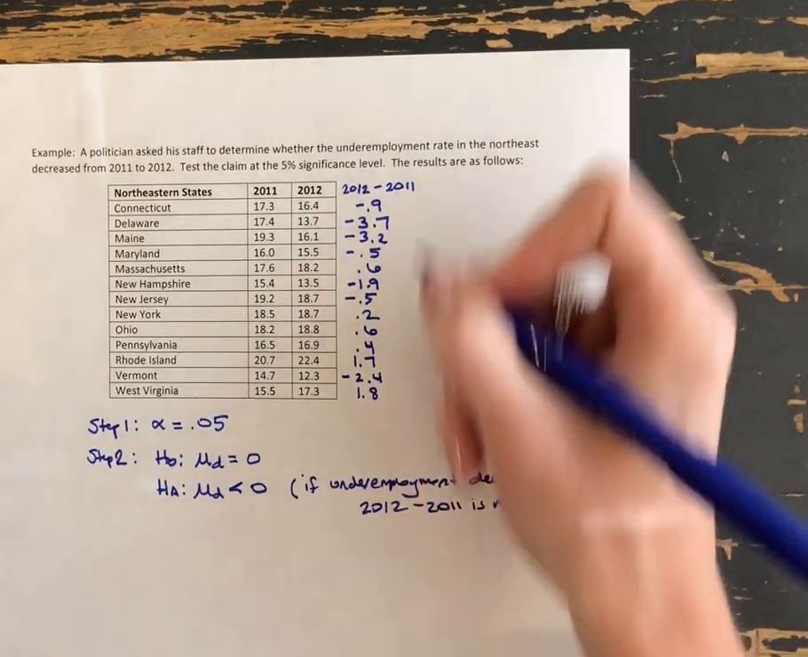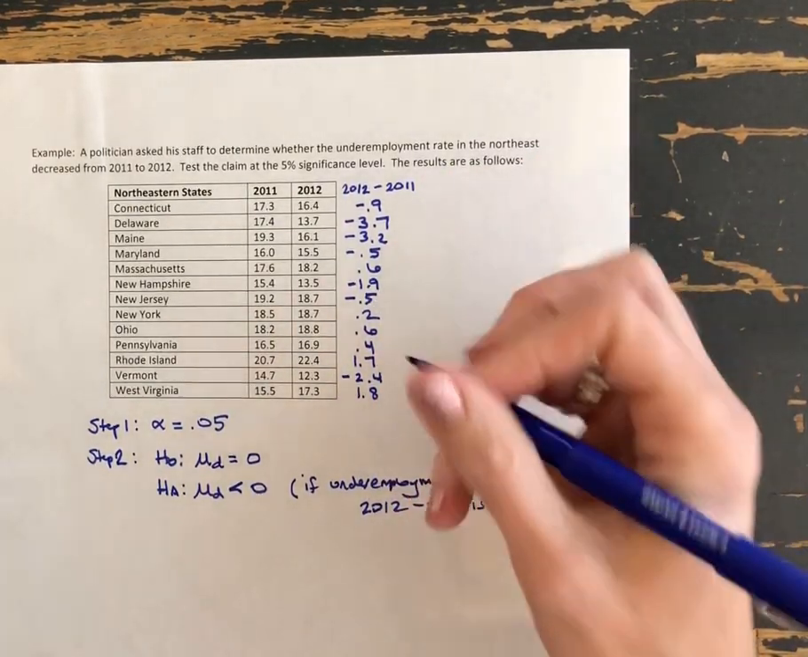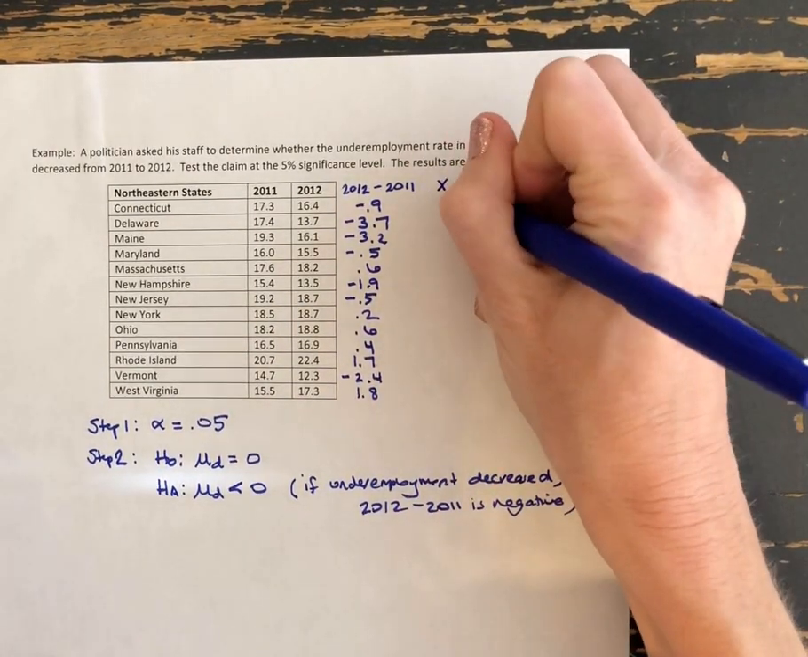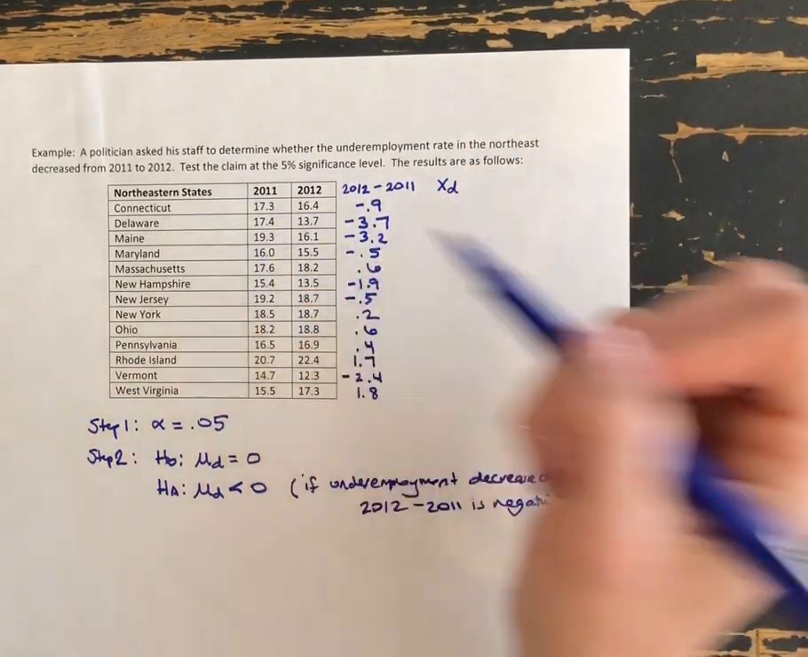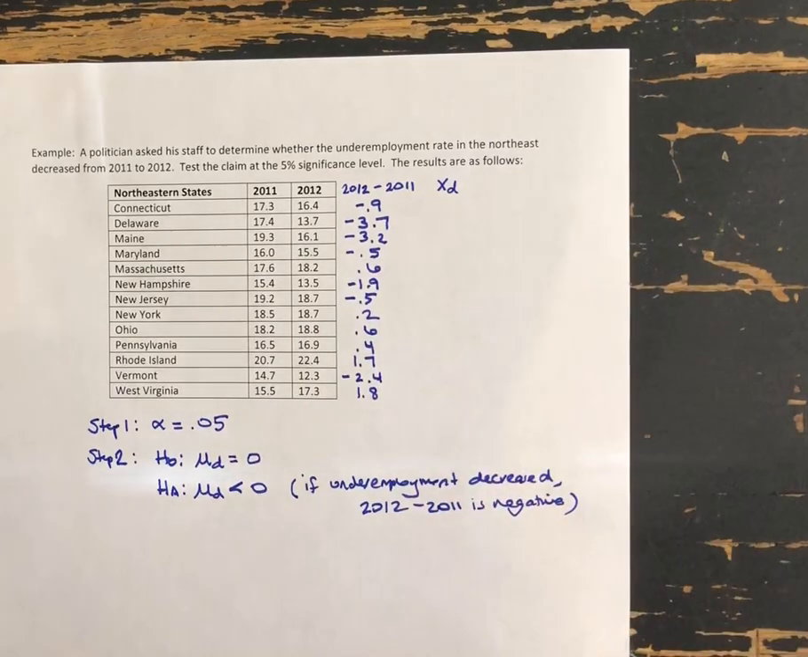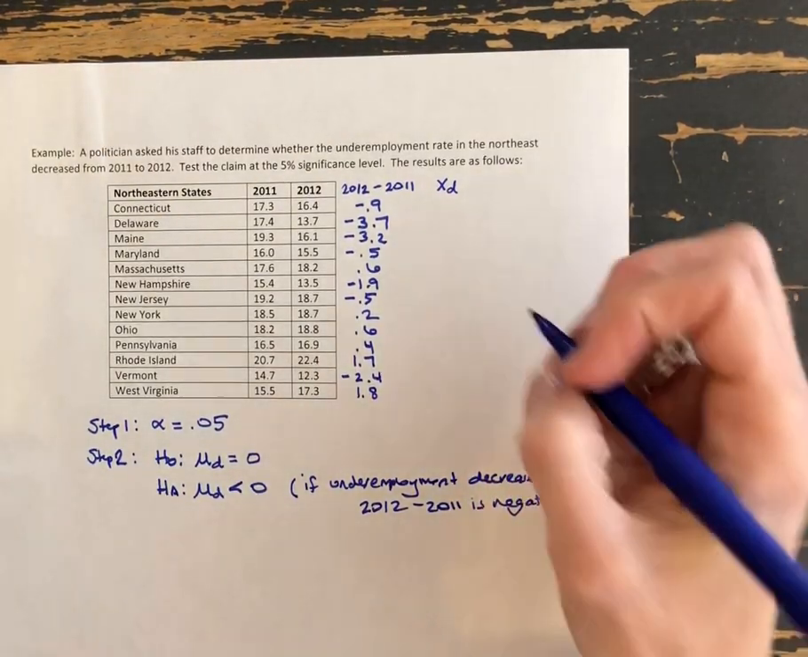Again, we're finding the differences. Each one of those is our x sub d values, the differences for that particular x value, the differences in the underemployment rate. So what we're going to have to do is enter all of these into the calculator.